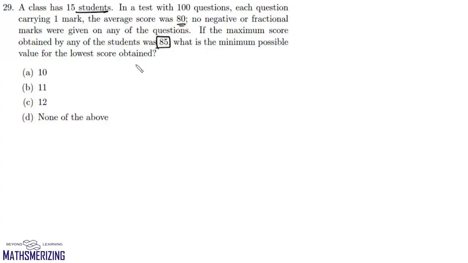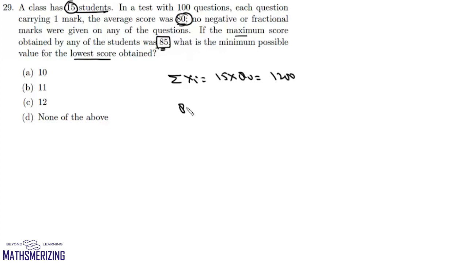Now we are given the average and we are given the total number of students. That means the sum of all marks will be 15 into 80, which is 1200. Now we'll get the lowest score possible when the maximum number of students get 85 marks. So we'll see if it is possible for 14 students to get 85 marks.